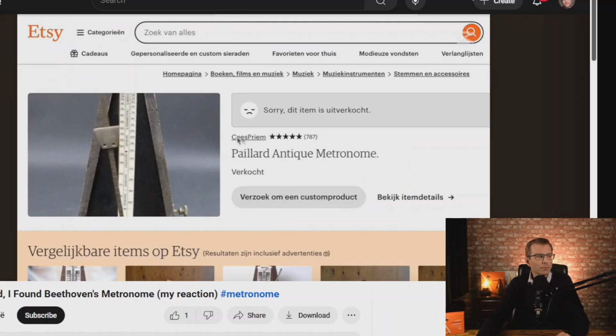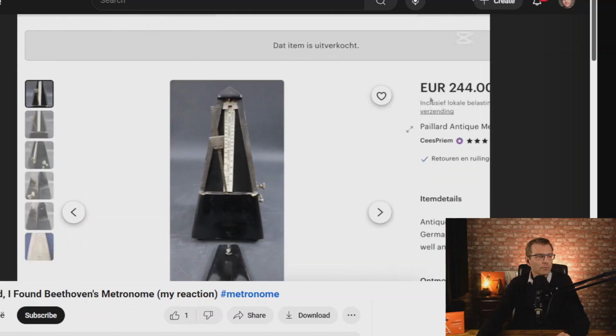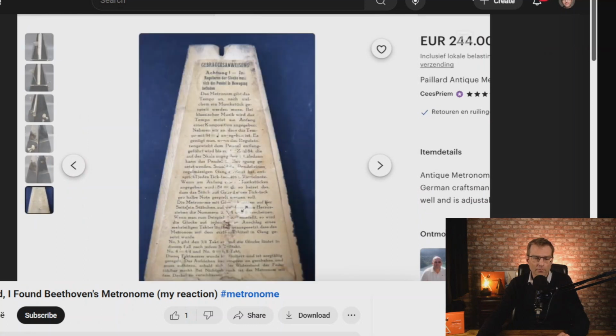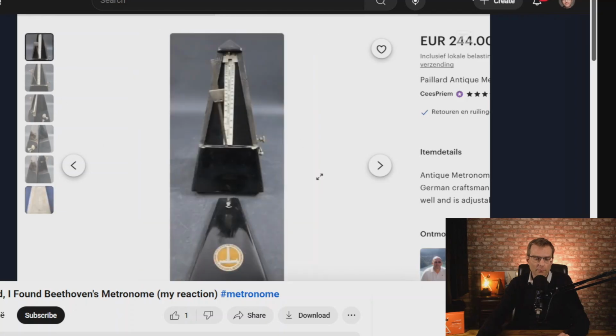Here from Kees with 5 stars, Bayard Antique Metronome. So again, I need to click. I really need to click, guys. Here you see the Dutch text, bekijk item details. So I click on it, and bang. And here at €244. And you see, again, exact same picture with 1, 2, 3, 4, 5, 6 pictures. Here, that's the picture that Wim, remember here, that's what Wim also shared. So it's this metronome, right? Here with the Eines tic-tac. So it's this metronome.